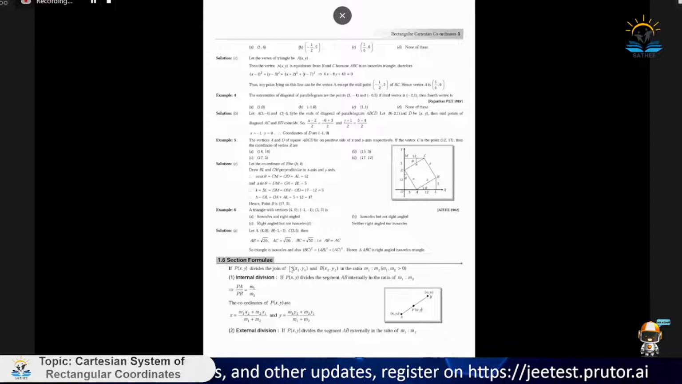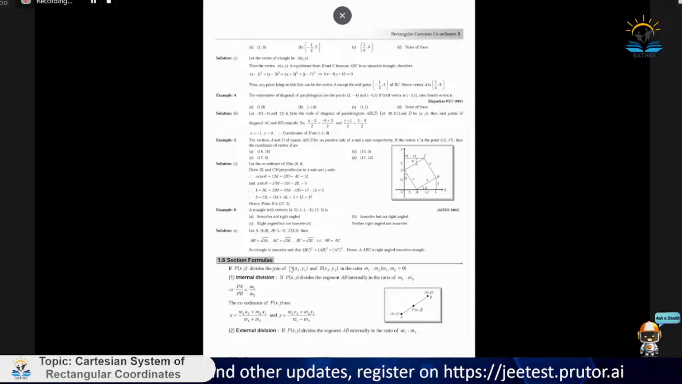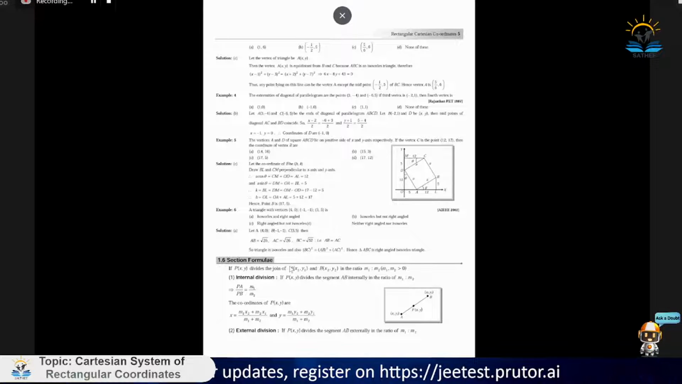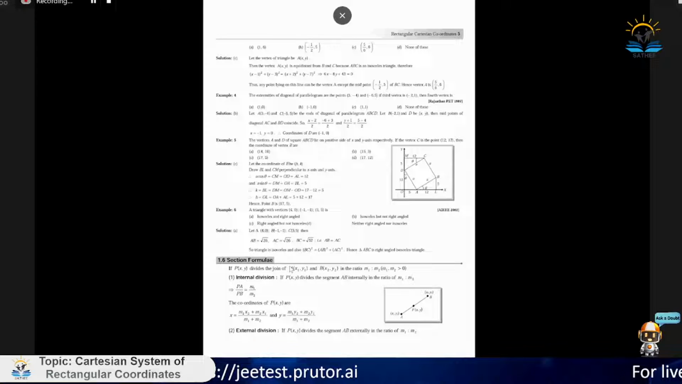For the next example, you have a triangle with vertices 4, comma 0, minus 1, comma minus 1, and 3, comma 5. Whenever you are given three vertices and they want to know what type of triangle it is, then you have to find the distances first.